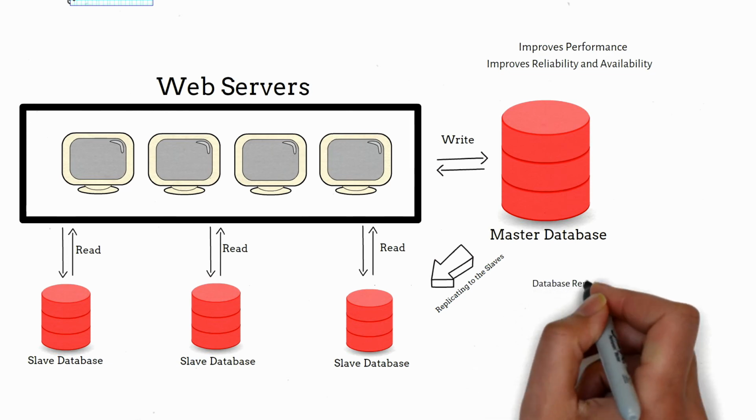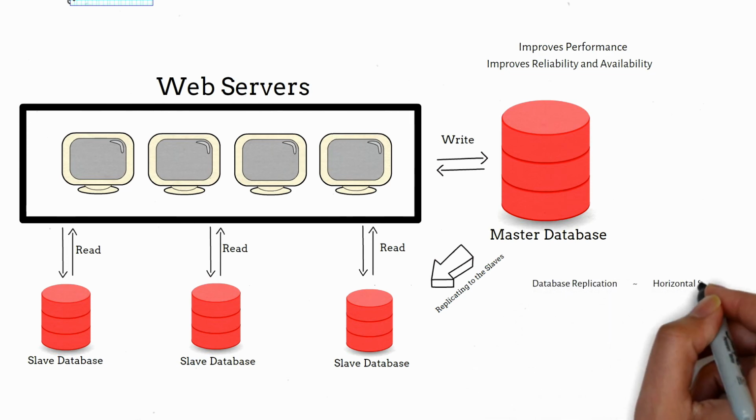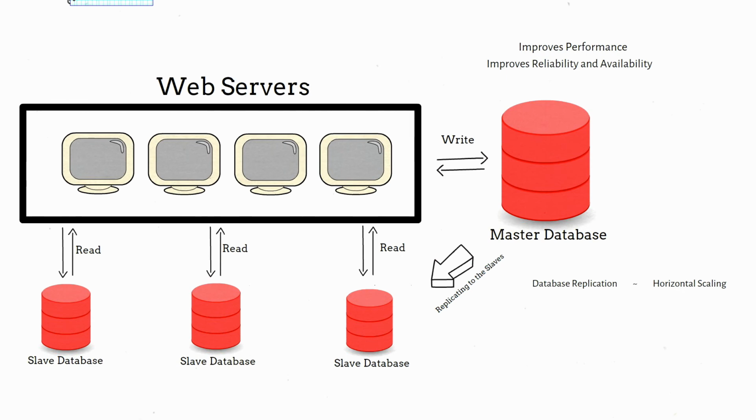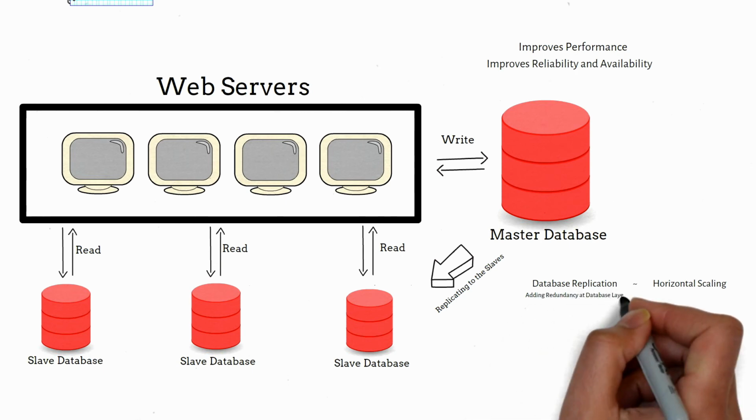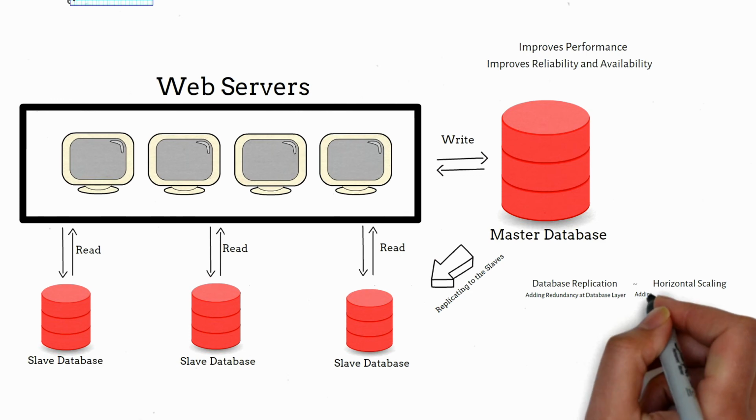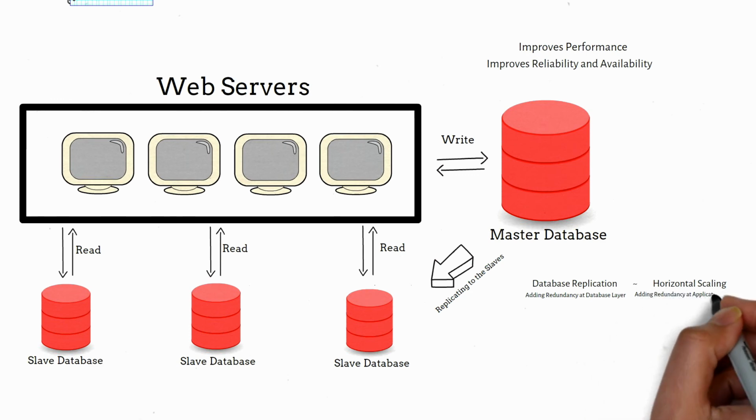So basically, just to summarize, what we did in this pattern was nothing new, but very similar to the concept of horizontal scaling. Here, we introduced multiple nodes or redundancy at the database layer. There, we did the same but at the application server layer. This is done to increase performance and availability.